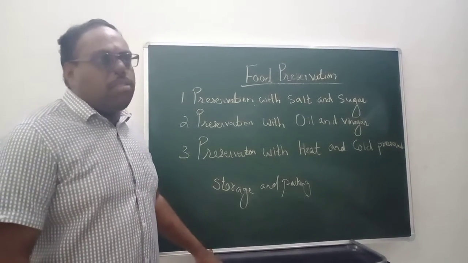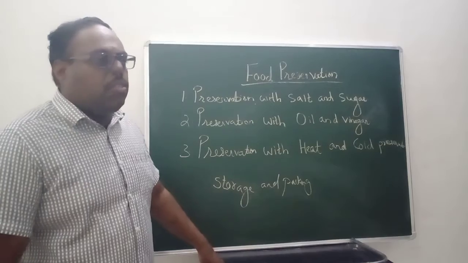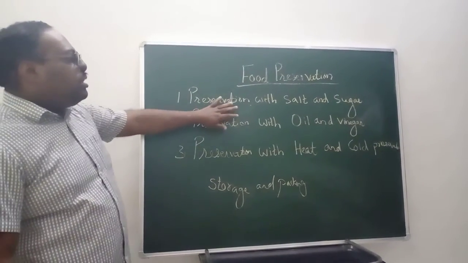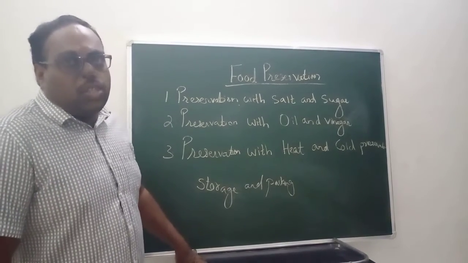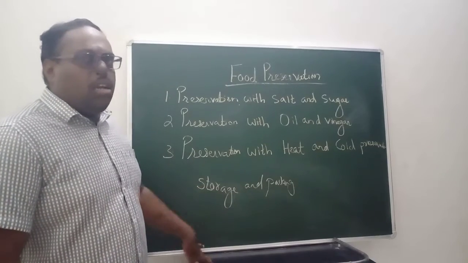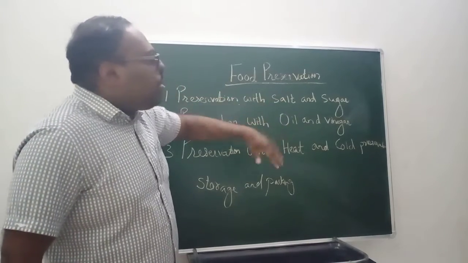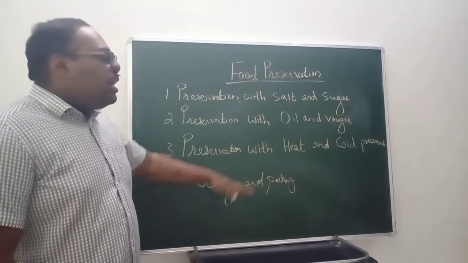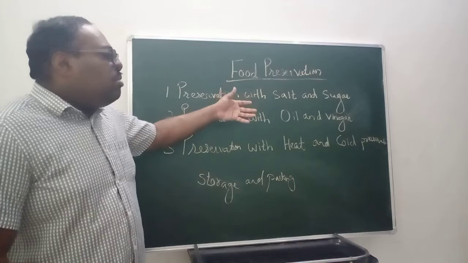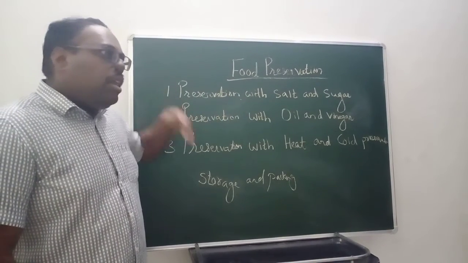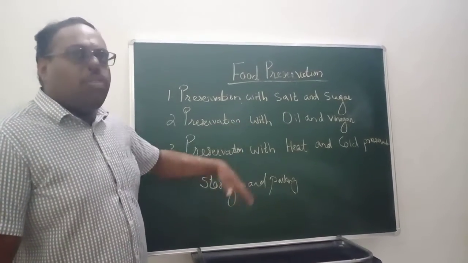So we will discuss some of the methods, both traditional and modern, of preserving food. The first one is preservation with salt and sugar. This is one of the most traditional and common methods, followed almost all over the world, not only in India. Our ancestors, from the Egyptian time itself, found out that salt has some antimicrobial activity. For example, whenever they caught a fish, first they would dry it, then mix it with salt and preserve it for a longer time.